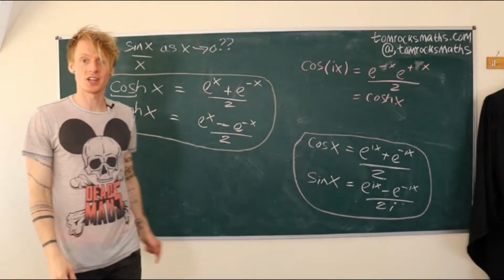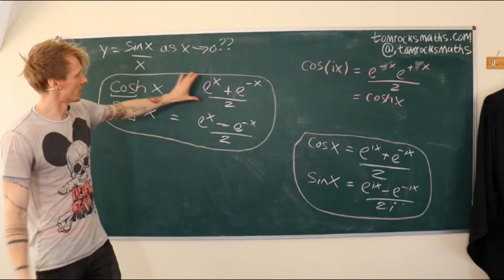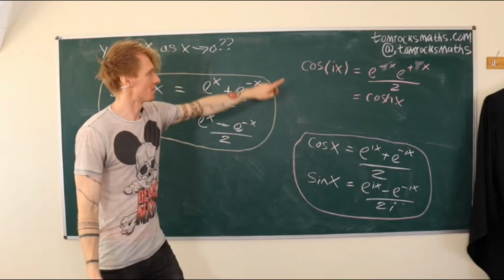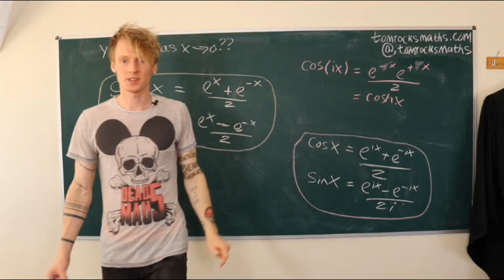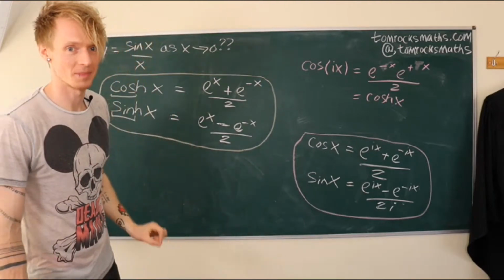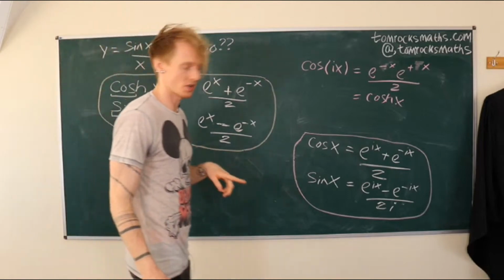So that's the relationship between the hyperbolic cosine, cosh of x, and cos. You simply have cos of ix is cosh. So they're very, very closely related functions, believe it or not. And then you do a similar thing for sine. Sine's actually a little bit trickier.